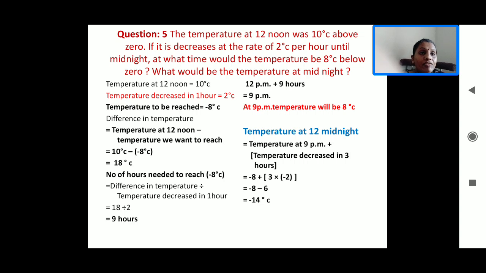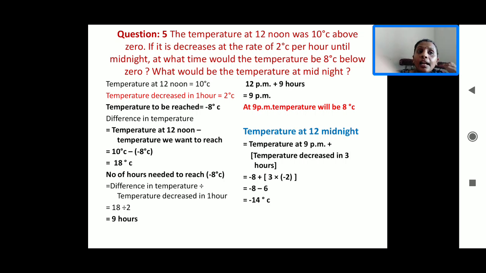So, that means if we start at 12 o'clock noon, after 9 hours we will reach minus 8 degrees centigrade. So, 12 p.m. plus 9 hours will be 9 p.m. At 9 p.m. the temperature will be minus 8 degrees centigrade. Now, they have asked us what will be the temperature at midnight.